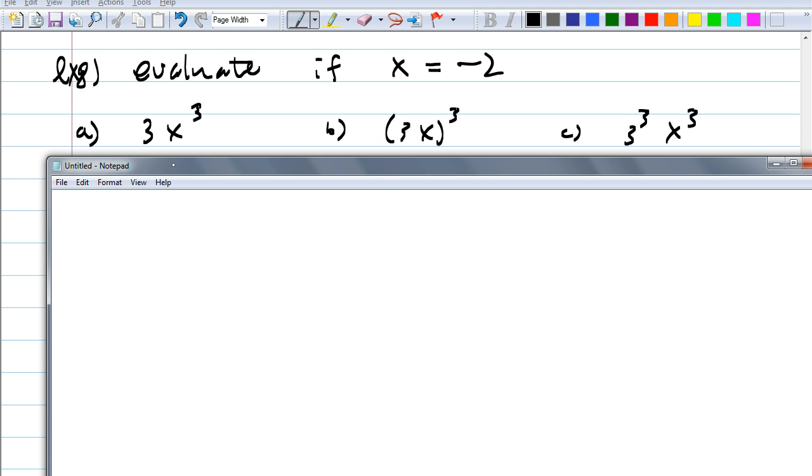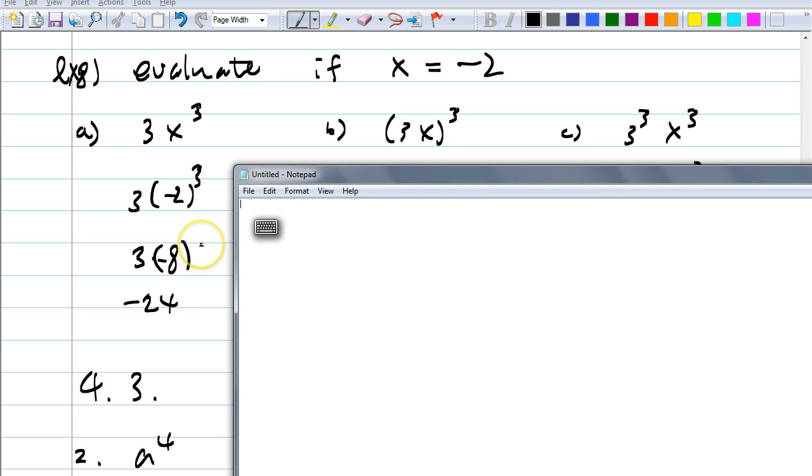Gemma, what did you do for A? I did 3 times negative 2 cubed, and then I got 3 times negative 8, and I got negative 24. Okay, so, did you put parentheses around negative 2 to the third? Yeah, so that's what I would have done. And so you get negative 24, right? Because if you multiply negative 2 three times, an odd number of times, you're going to get negative, right? It's going to be negative 8. By the way, do you think you get this right if you forget your negative? No. Okay, so don't do that.